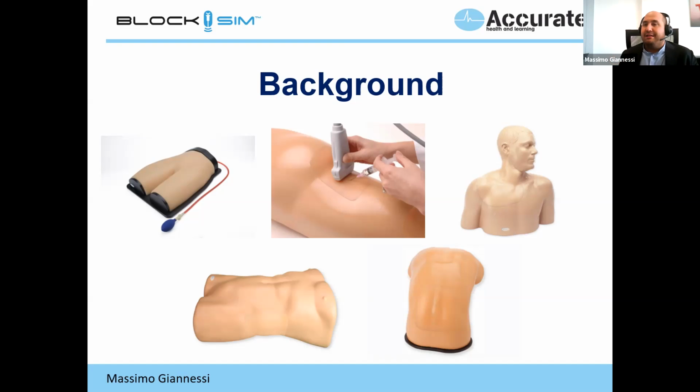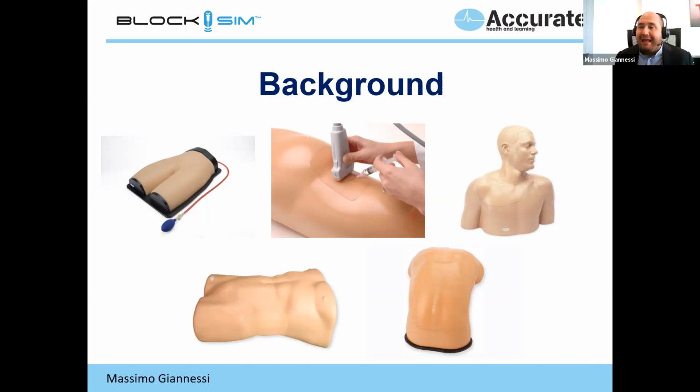But these inserts don't last forever. CAE says that they last for 1,000 punctures, but I bet you if you try to be the 100th student, you will not see the same anatomy as the first student. So they get damaged over time and then you need to replace them. Third, they never change. So when you get the replacement, it will be the same block, the same body, and the same patient.